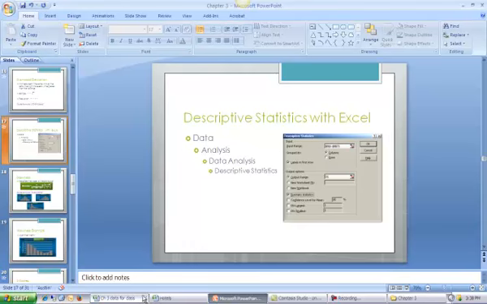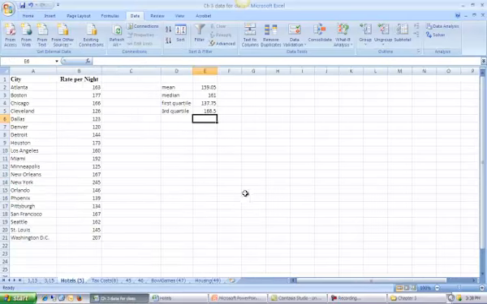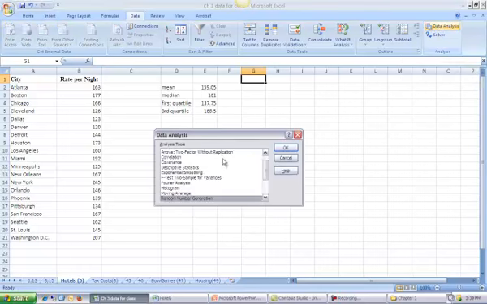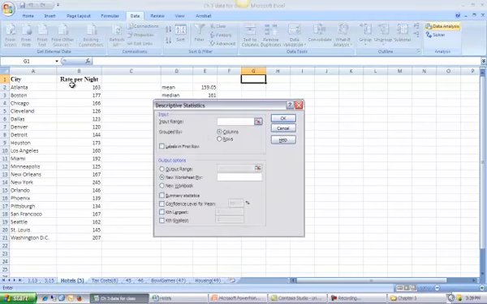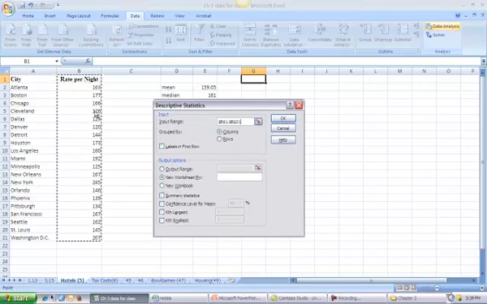We'll go back to our example hotels here, number 5, and we calculated the mean, the median, the first quartile, and third quartile. So I can just click on any open cell here, go to data, over here to data analysis, click on that, select descriptive statistics, click OK, enter my data. Now, I started with my rate per night, so I'm going to select in there that I have a label in my first row.